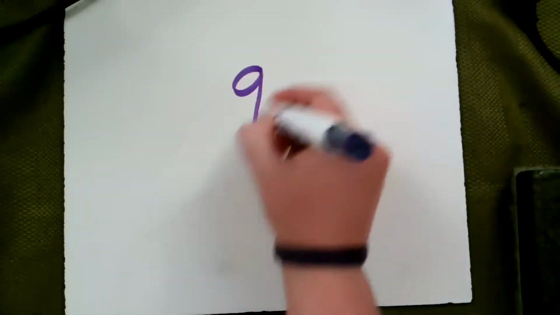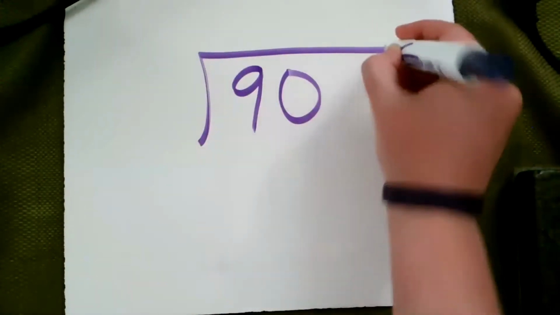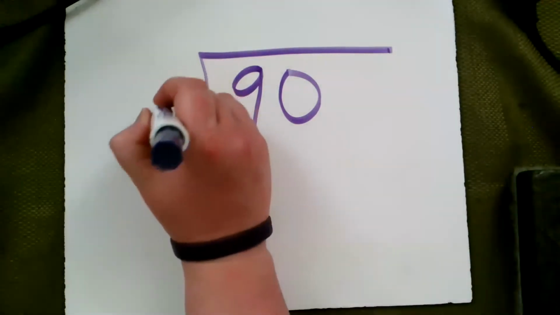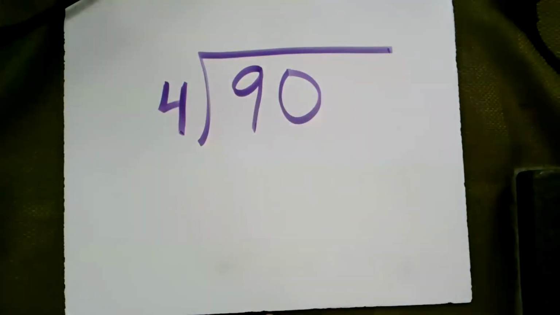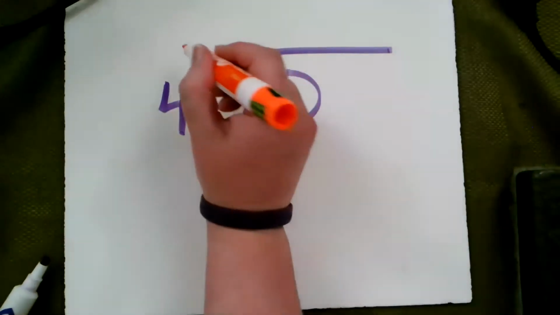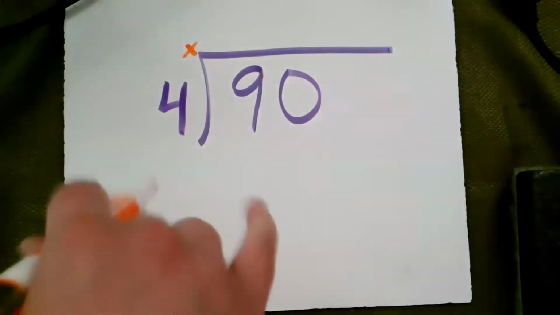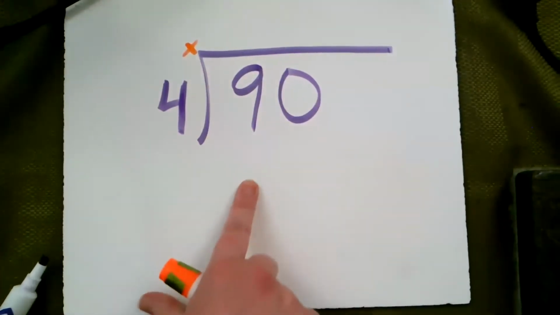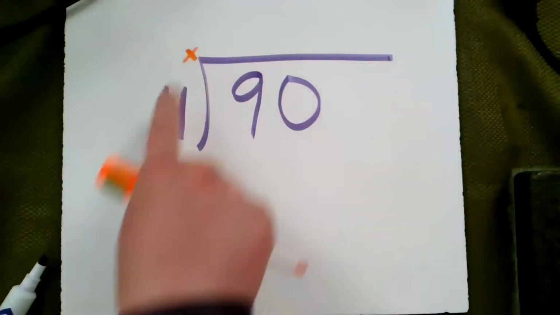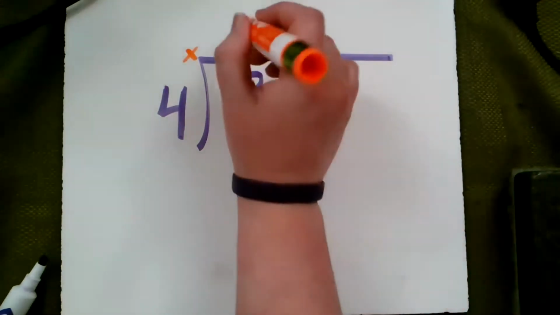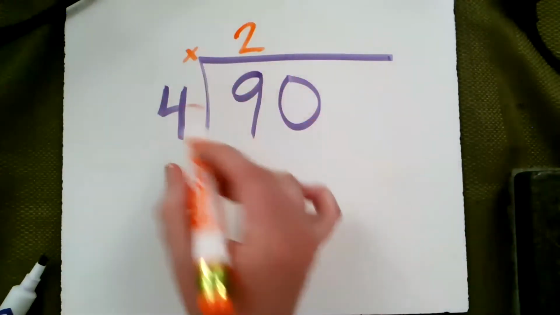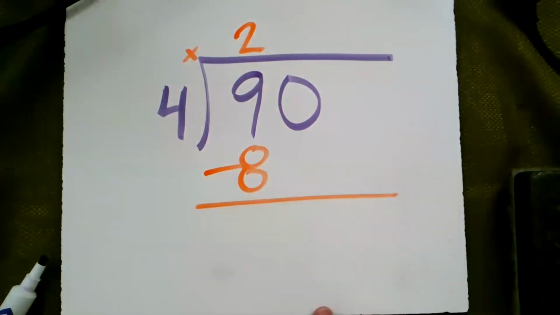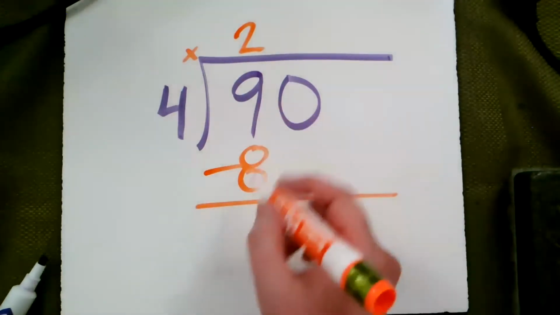We're going to go 90 inside the house, because the big number always goes inside that house, divided by 4. Same idea. Remember, I like to put that there just to remind me that this number times that is what I'm going to subtract. So what times 4 is going to give me close to 9? 2. 2 times 4 is 8. Subtract. 9 minus 8 is 1.